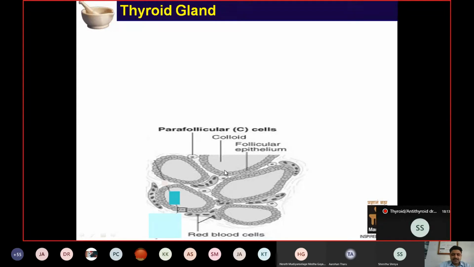In the thyroid gland there is not only this, there are also parafollicular C cells. Of course there will be red blood cells, which are shown here. So this is the functional unit, and today we will be concentrating more on this unit: a single layered follicular epithelium, inside which is a colloid containing thyroglobulin, a big molecule.